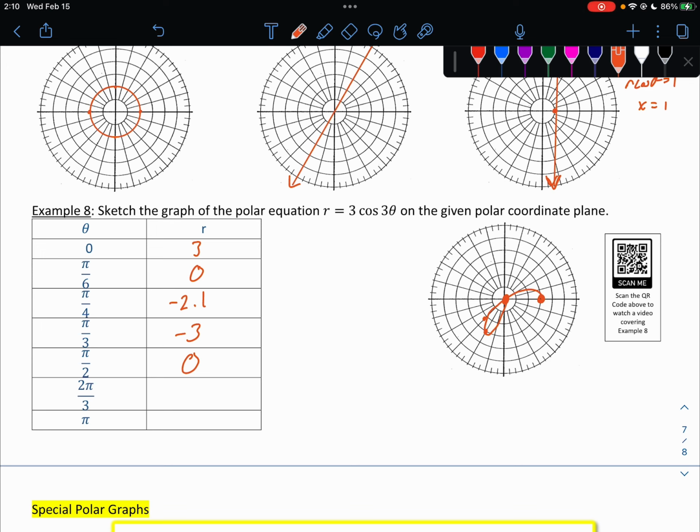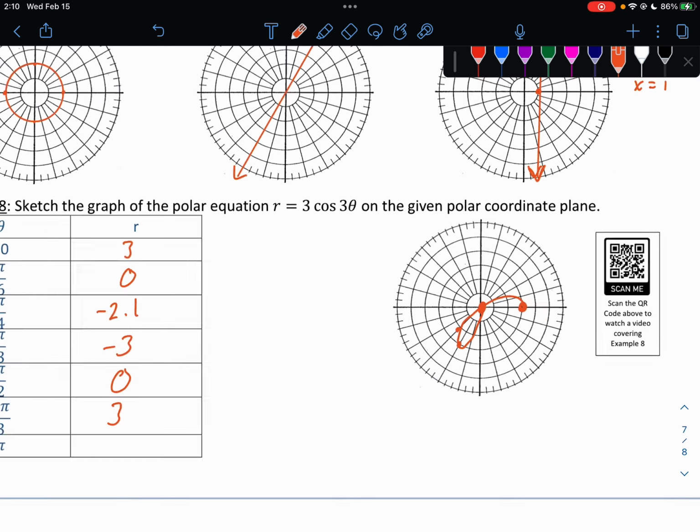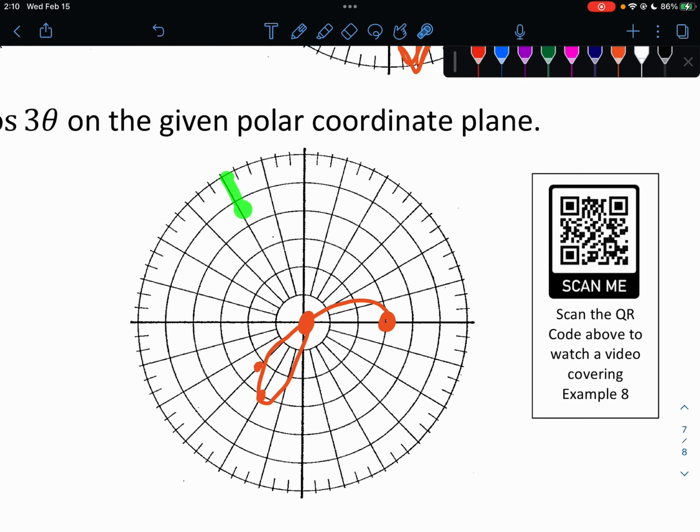2 pi over 3, so it'll be 3 times 2 pi over 3 is 2 pi. Cosine of 2 pi would be 1. 3 times 1 is 3. So at 2 pi over 3, which is right here, we're back to 3. So now we're back to here.